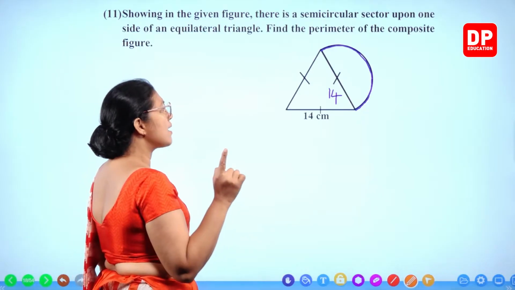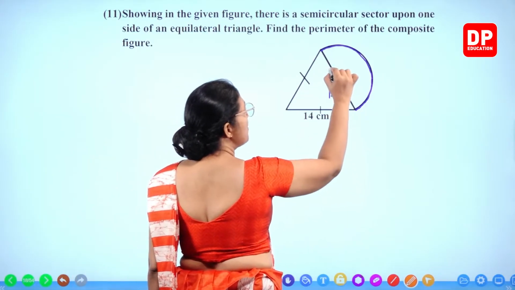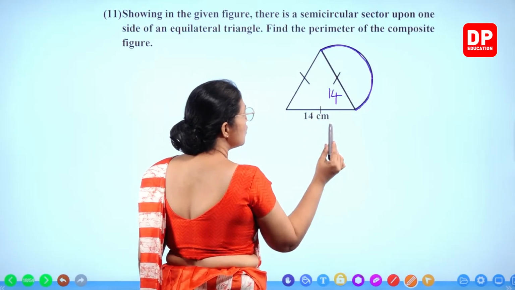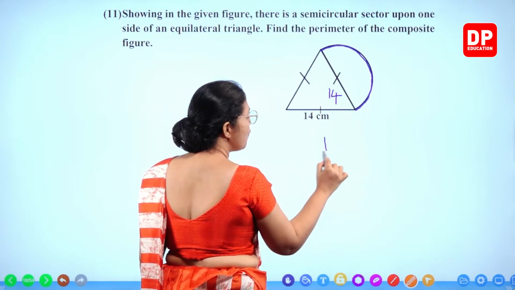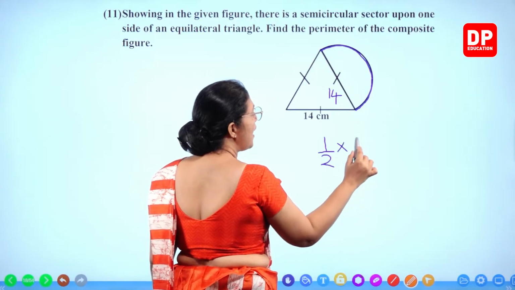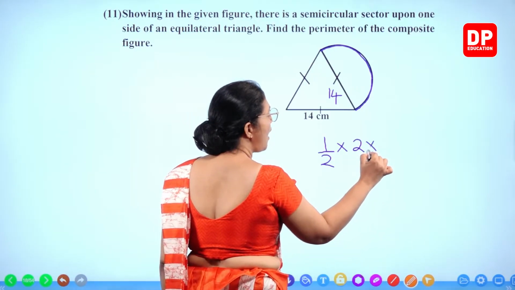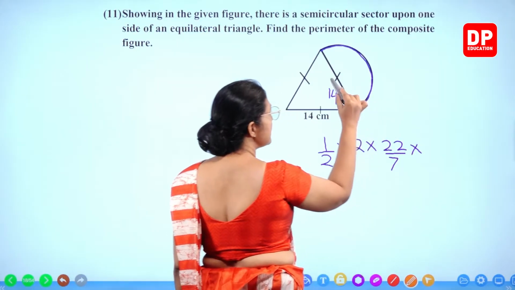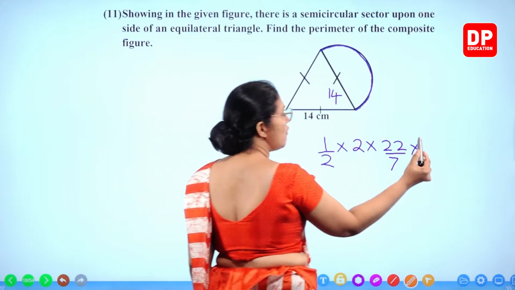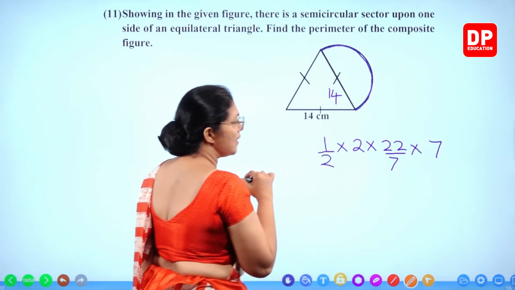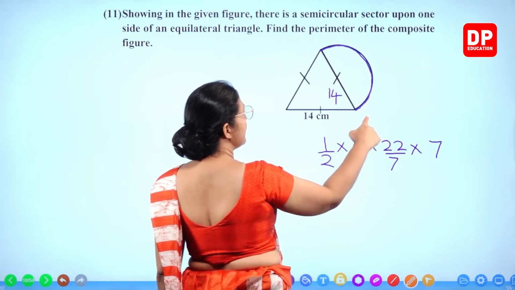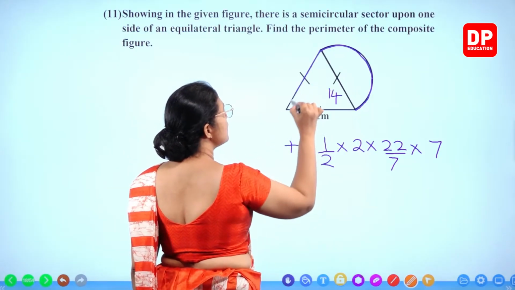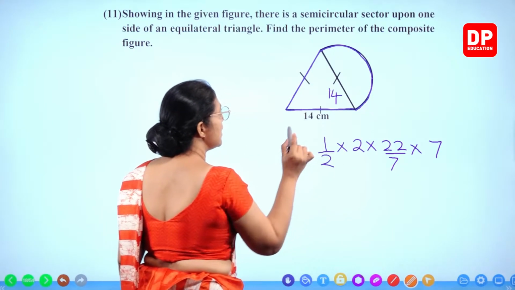So what is the arc length here? Semicircle with diameter 14. So you can write half of 2 pi r. 2 pi you can take as 22/7 and the radius is half of this. 14 divided by 2 is 7. So that's the arc length. Then to find out the perimeter, you have to add this 14 and this 14.